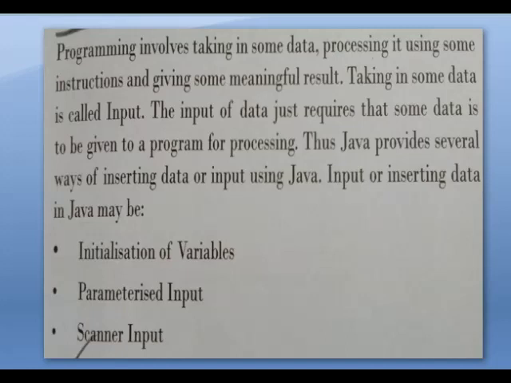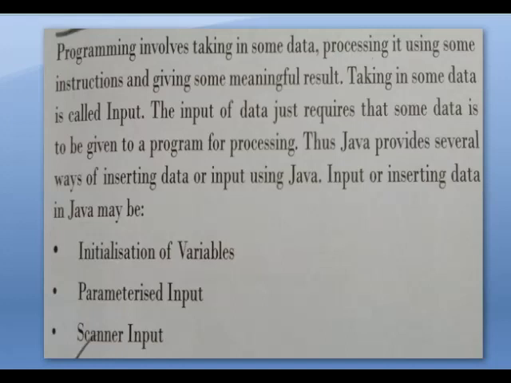So programming involves taking in some data, processing it using some instructions and giving some meaningful result. Taking in some data is called input. The input of data just requires that some data is to be given to the program for processing. Thus, Java provides several ways of inserting data or input. So there are so many ways to give input to the computer for processing or calculation.